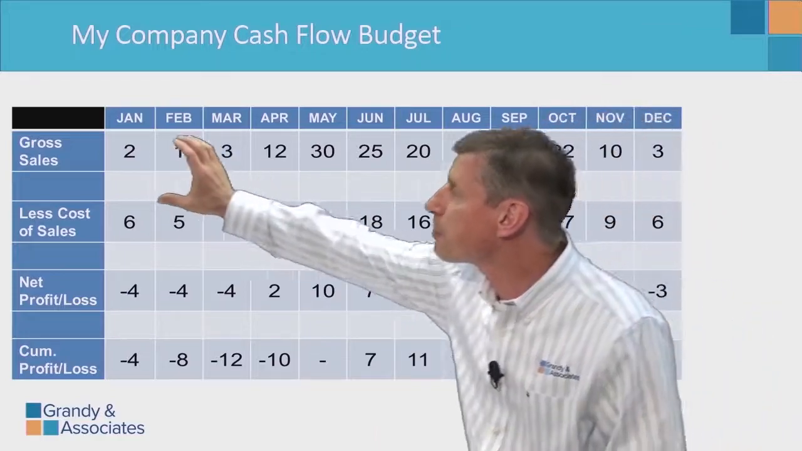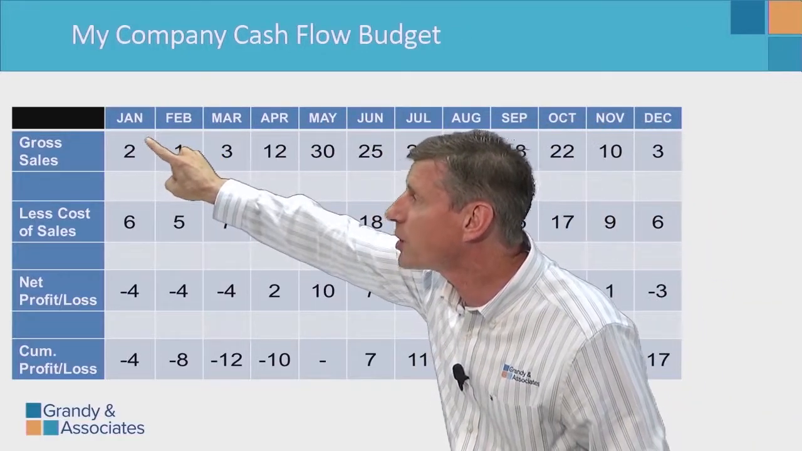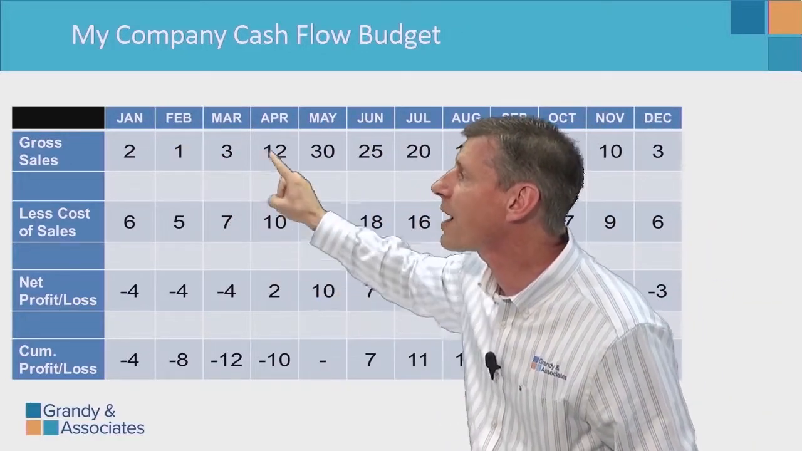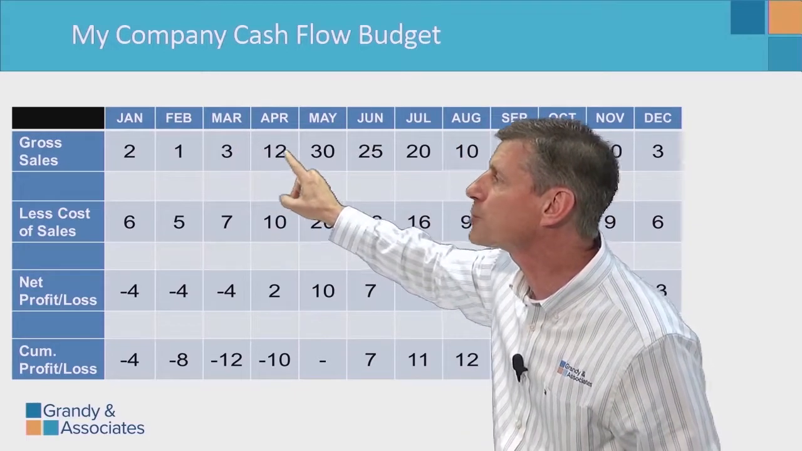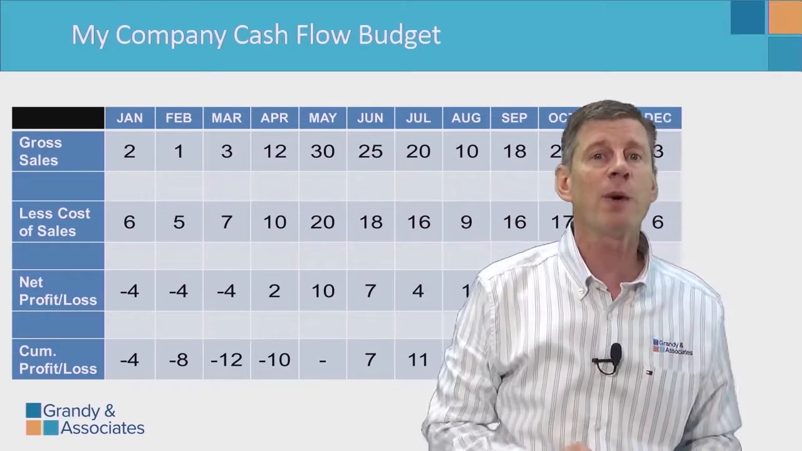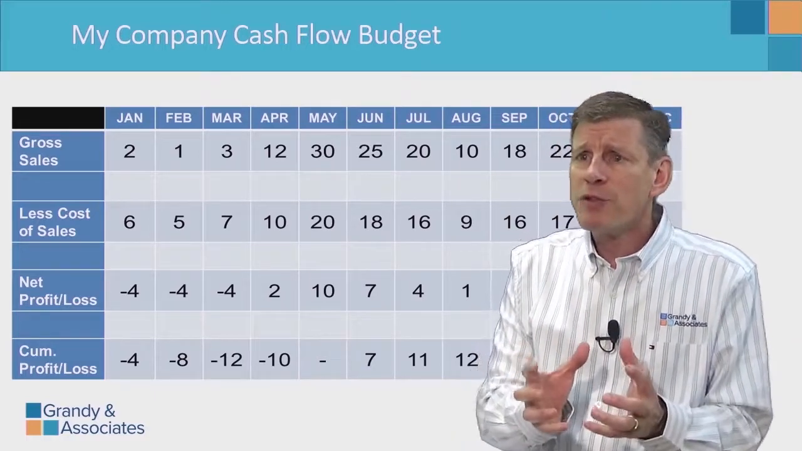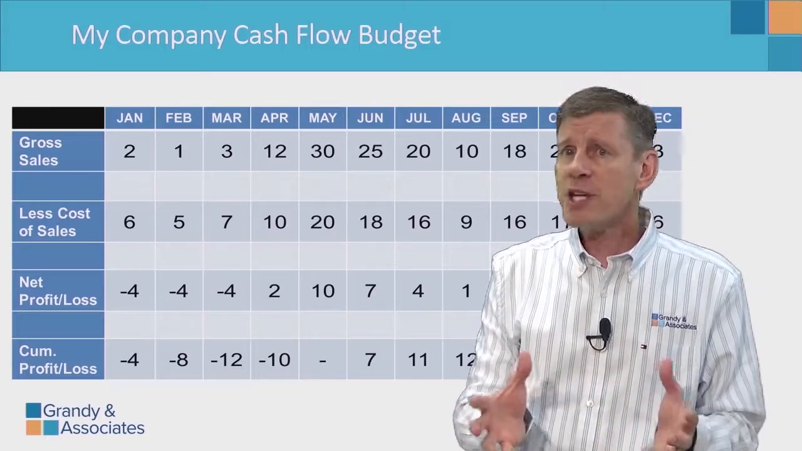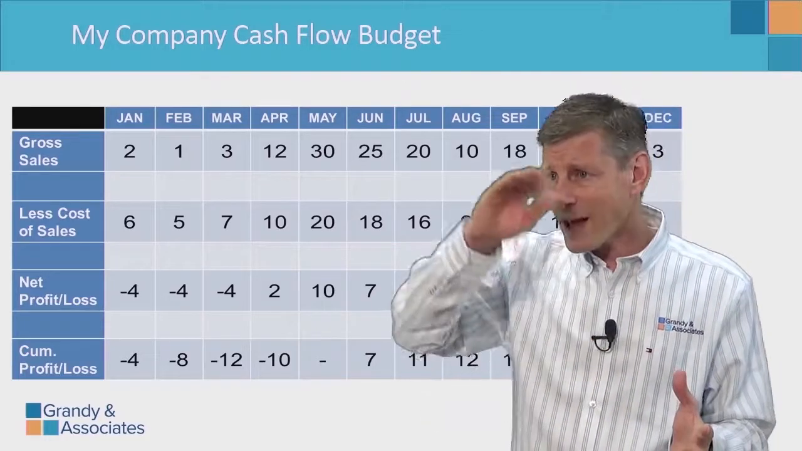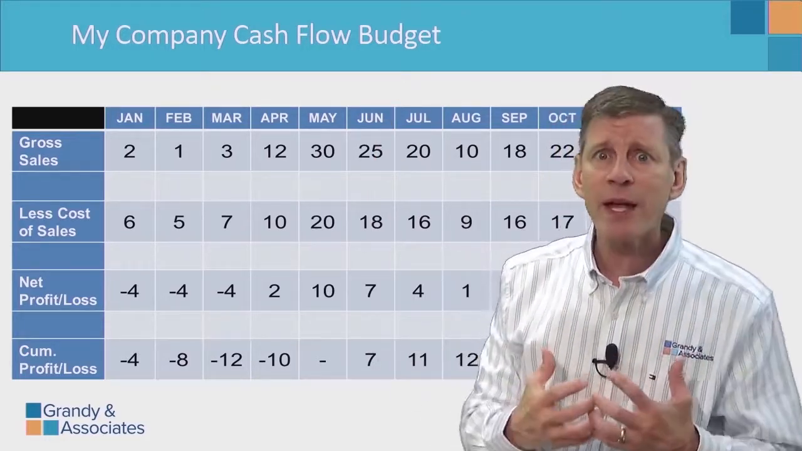Right, so we start out with projected sales. I can see in January I have 2,000, in February it's 1,000, and March is 3,000, and then April is 12,000, and 30, and 25, and so on down the year. What's the first thing we notice about the sales in our company? They're seasonal. Right? We've got ups and downs throughout the year. Most every company has that.